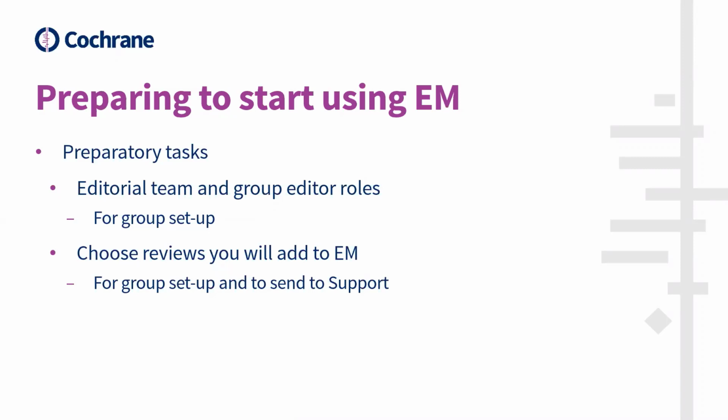For the editorial team roles, that's just really for you to do a bit of triage, if you like, deciding in advance which roles you'll be allocating to people, just to make group setup a bit quicker. With the reviews, the spreadsheet list is both for you, but also to share with support, so that we can make sure the settings on those reviews are correct. And I'll talk about that in a bit more detail when we come to the section on transferring content into EM from Archie. But to start with, we're going to look at editorial team roles.